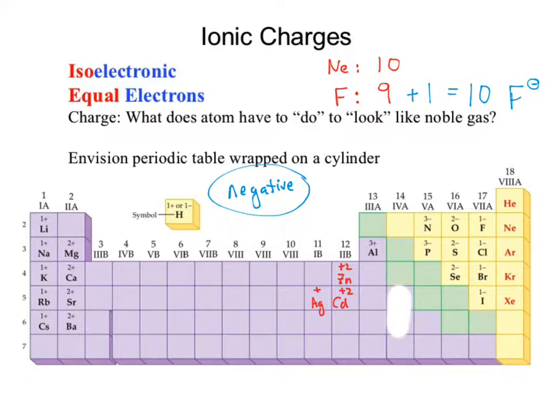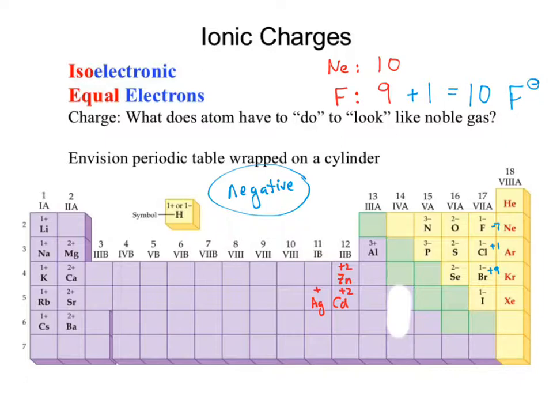If we move to chlorine to look like argon, what does it need to do? Gain one. To look like neon? Chlorine, lose seven. Krypton? Gain nine. Which is easier? Gain one. Chlorine's a negative one.